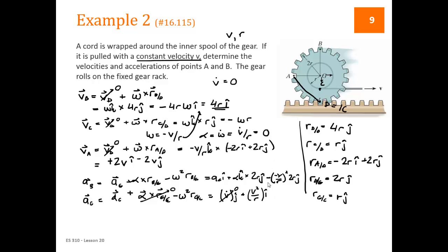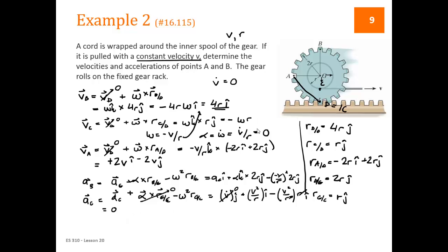Okay. And then we have the alpha part, which is 0, minus omega squared. Omega squared is V squared over R squared times R. And so those cancel, and that's in the I hat direction. So we've got the positive I hat, negative I hat, they match. Those are going to be equal to 0. So what we end up with then is that AG is equal to 0.